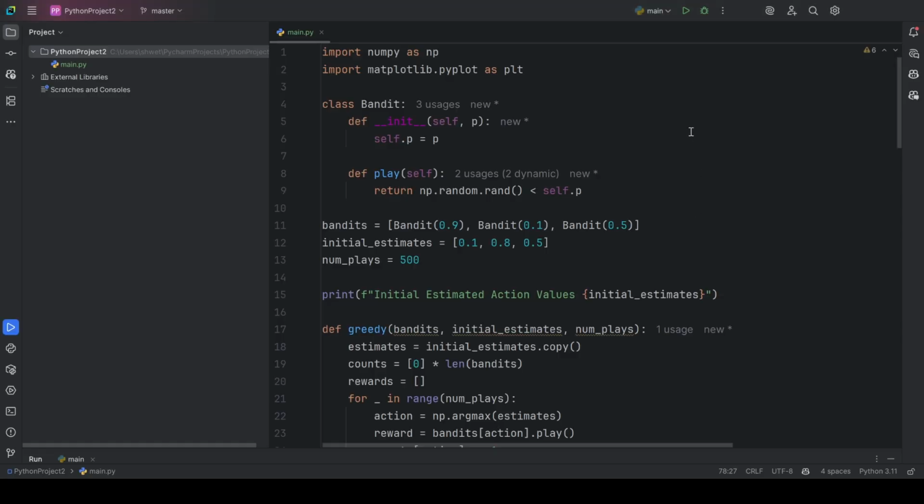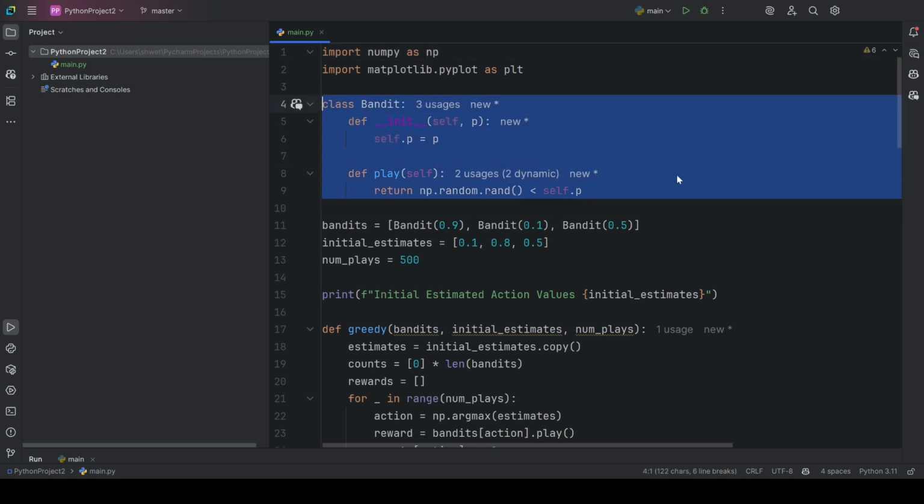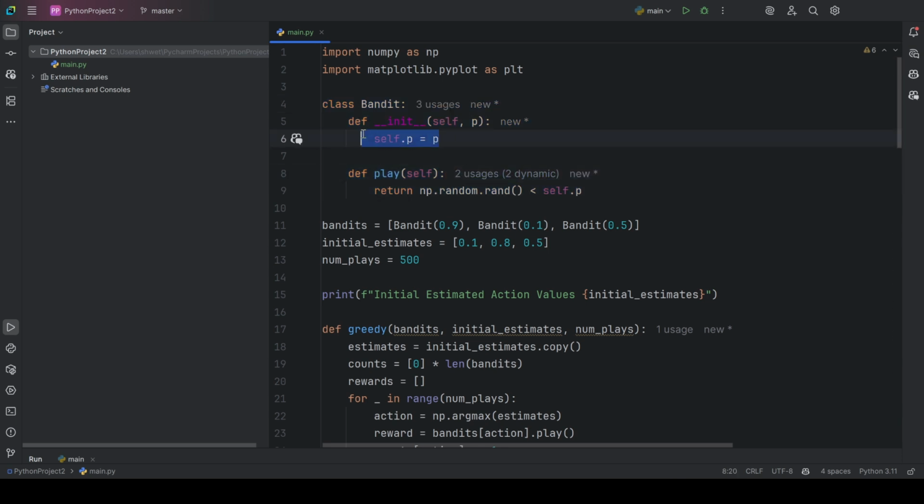We start by importing the libraries NumPy for numerical operations and random numbers, and matplotlib for plotting the graphs. We create a bandit class for representing the bandits, which takes a probability p as a parameter, which is the true probability of getting a reward from that bandit. And we have a function play that returns +1 with probability p or 0 with probability 1 minus p.